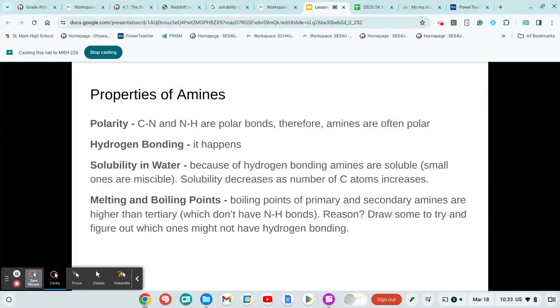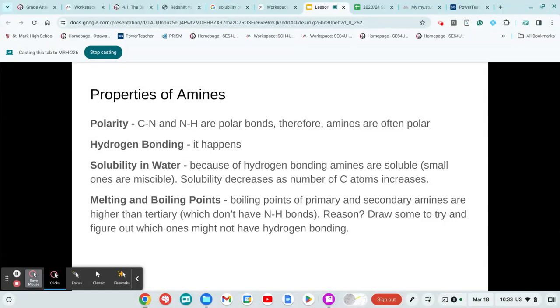So then all of that, the solubility in water, they are going to be soluble in water. The small ones are so soluble, we say they're miscible. That means they can mix completely. But the solubility decreases as the number of carbon atoms increases. And that's because, again, they're going to have a larger non-polar chunk.